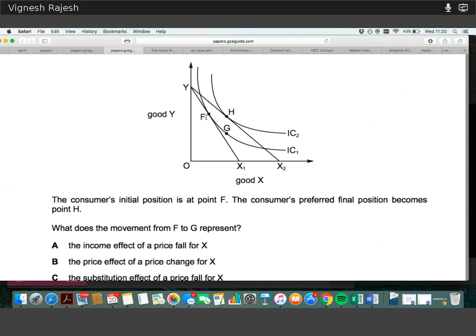Yeah, sorry. So in this case, there's been a change in the price of good X. There's actually been a decrease in the price of good X. That's why I initially got confused by B. But when there's a change in price and a subsequent change in the budget line, there are two effects that take place. There's the income effect, and then there's the substitution effect.